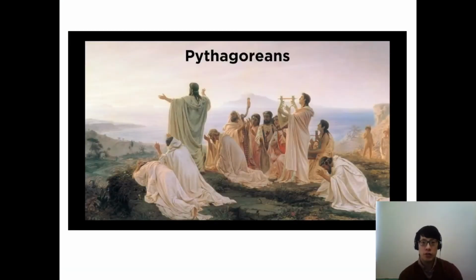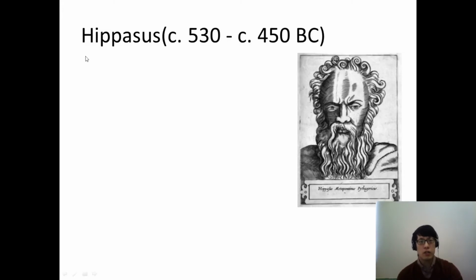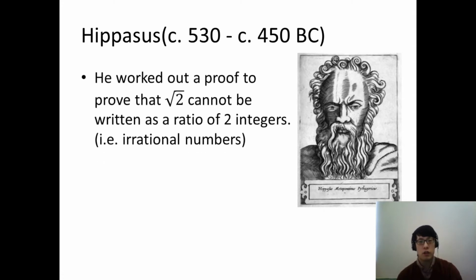Talking about root 2, the story goes way back to ancient Greece. A group of people called the Pythagoreans believed that everything in this world is made up of maths and numbers. One day a man called Hippasus worked out a proof that root 2 isn't a ratio of two integers. That means root 2 cannot be written as a ratio of two integers, and that is what we call an irrational number today.